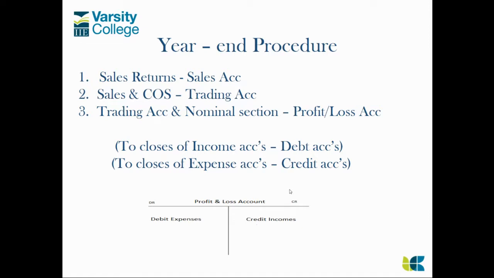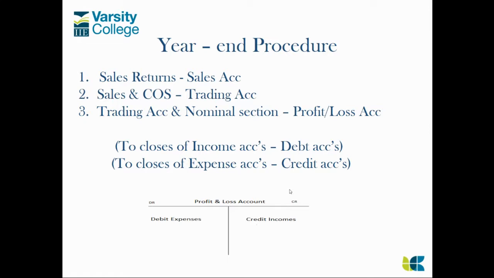So, year-end procedures. Now we're delving into the steps. How do we execute year-end procedures? First things first, we need to close off sales returns to sales. Why are we doing that? We want a true reflection of how much sales we actually had during the year. During the year we've sold, but obviously we also have people coming back and saying, I don't actually like that jersey, I don't actually like those shoes, I'm returning them. So that we can calculate net sales.